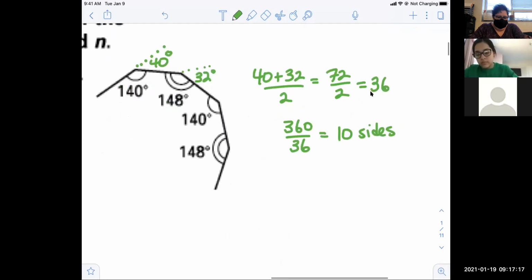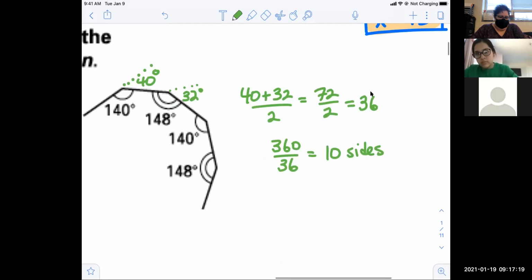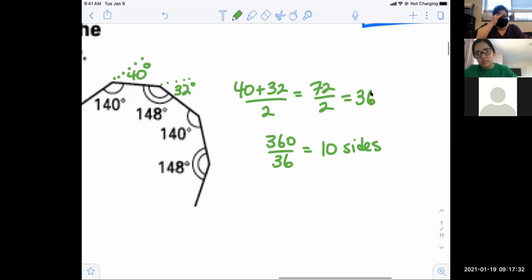Okay, so again, what you're doing, if you do it that way, is you're saying having exterior angles alternating between 40 and 32 is the same as saying that all of them are 72 degrees. So again, on that one, you don't have to double. If you do 360 divided by 72, you're going to have to multiply by 2 in the end.